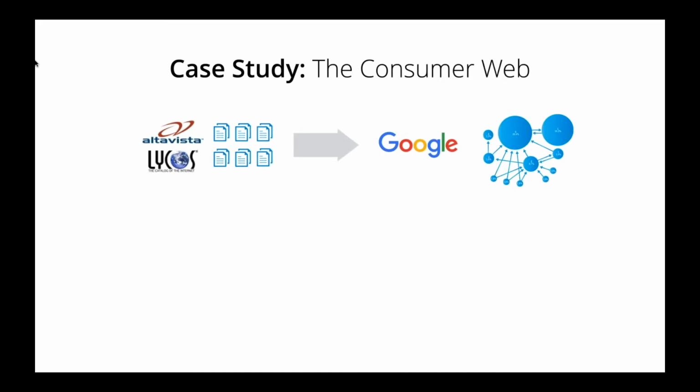So let's look at the origins of this idea of a graph, and how disruptive this kind of graph idea can be. We'll look at it from the context of what everybody's familiar with, the web. Prior to looking at the world from a standpoint of interconnectedness, we had search engines like AltaVista and Lycos, and they were really just indexed documents.